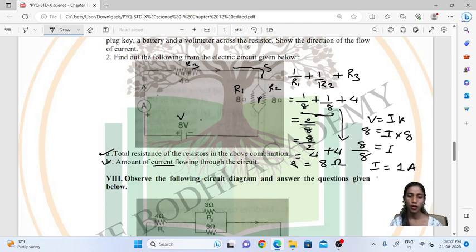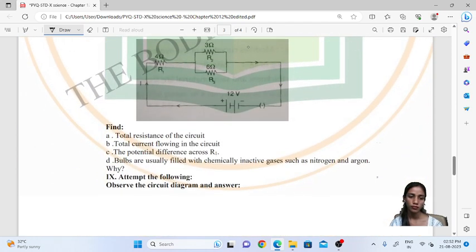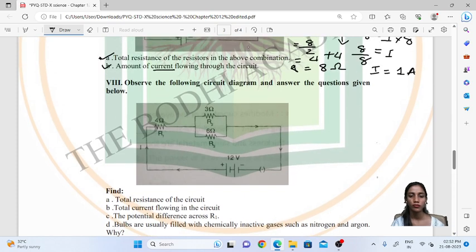Okay, now the next one. Observe the circuit diagram and answer the questions given below. In the first one, find the total resistance of the circuit.